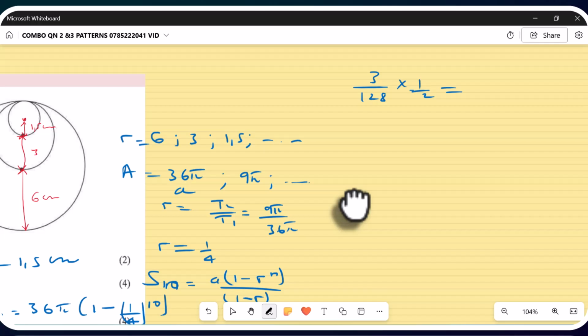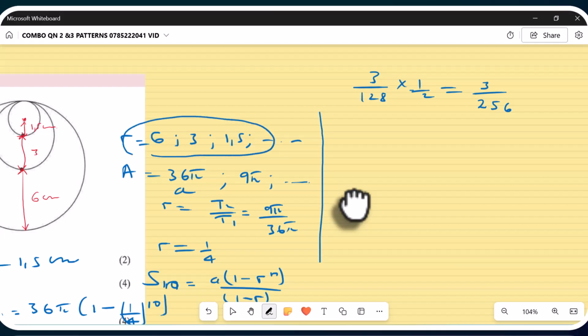Now I'm going to use the radii, these ones here. I don't use areas now. So my Tn for the geometric sequence equals a times the common ratio to the power n minus 1. So here our Tn is 3 over 256, and that equals a, which is 6 here. You can see the 6 there. Then times the common ratio, which is 1 over 2. You can see 3 over 6 is 1 over 2. And then to the power n minus 1.